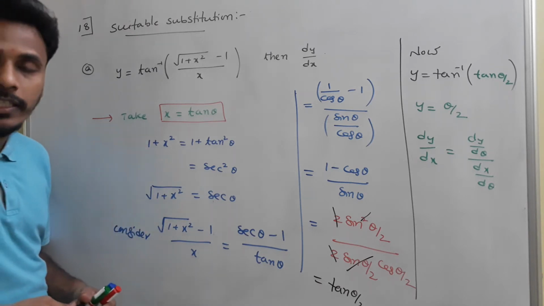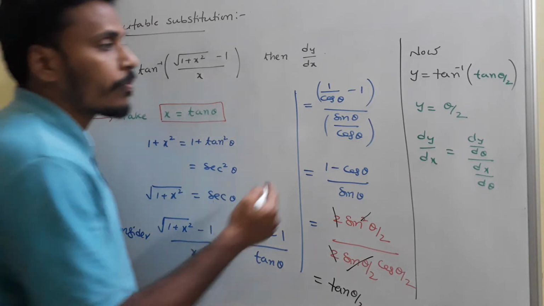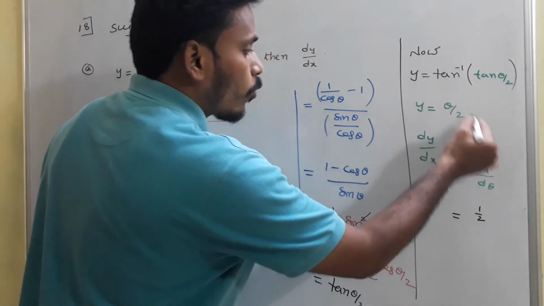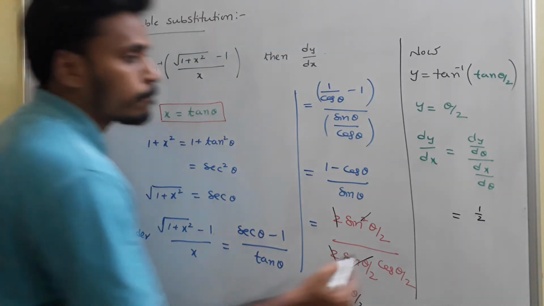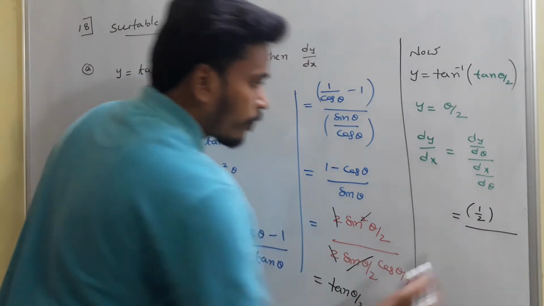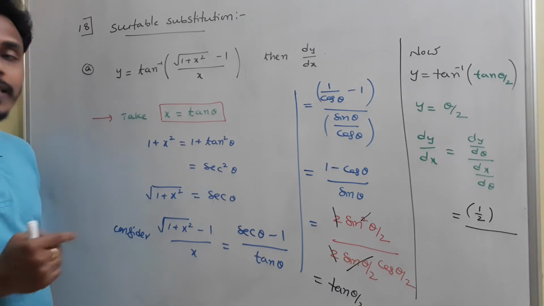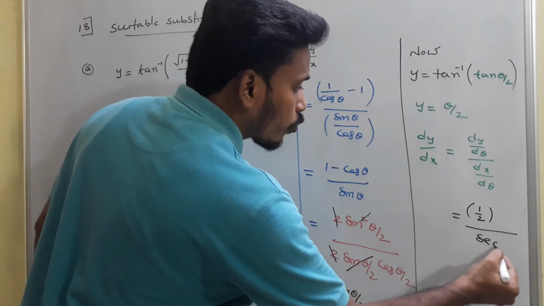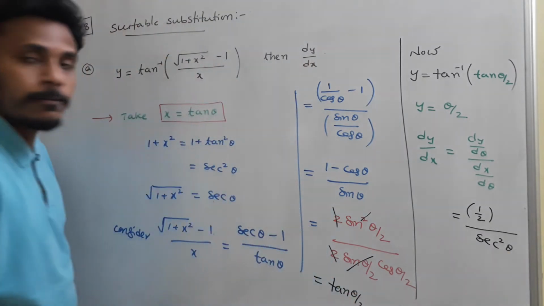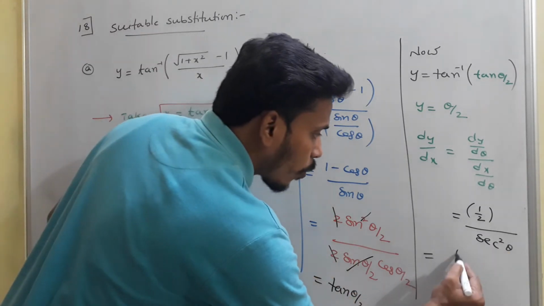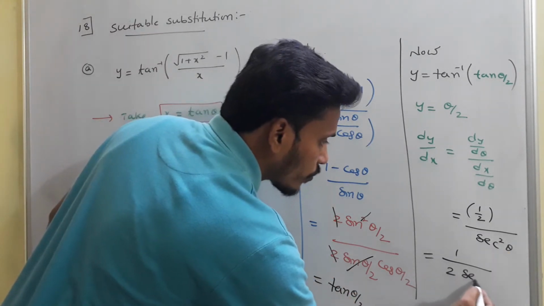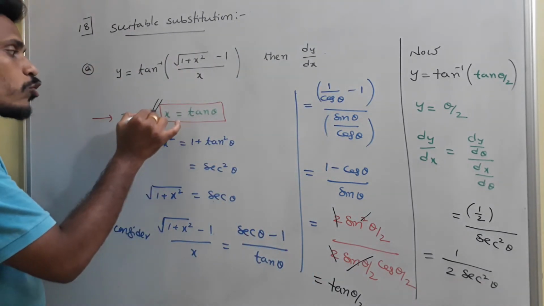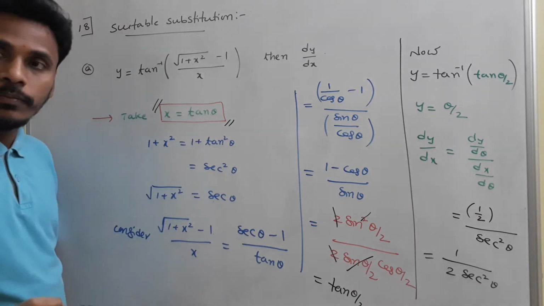And dy by d theta, since y is theta by 2, is 1 by 2, the derivative of theta by 2 with respect to theta, divided by the derivative of tan theta with respect to theta. We know that the derivative of tan theta with respect to theta is secant square theta. So finally this is 1 by 2 secant square theta. But x equals tan theta is our substitution.